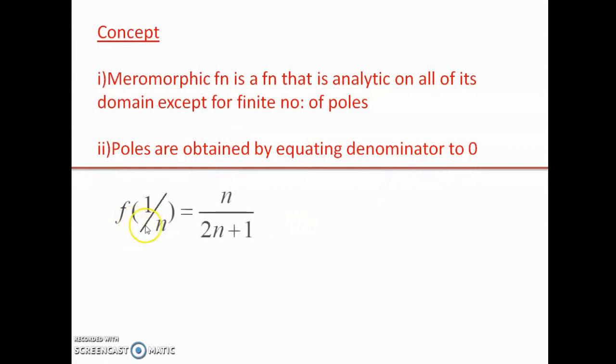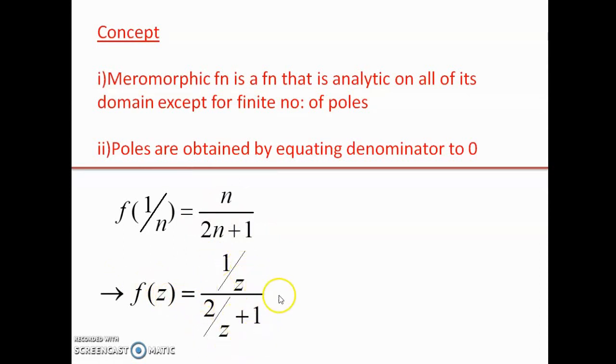So we are given f of 1 by n is equal to n by 2n plus 1. Here I am replacing 1 by n by z so that it is easy to find the values. So f of z is equal to 1 by z by 2 by z plus 1. After the simplification we are getting this is equal to 1 by 2 plus z. So now we'll check each option separately.